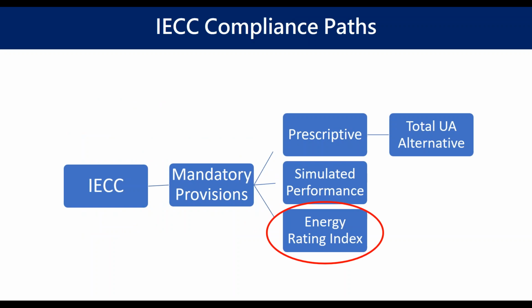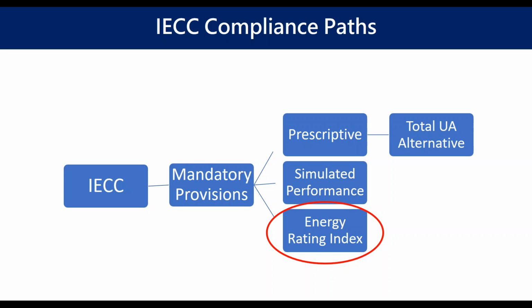So hopefully many of you have seen a chart like this one that lays out the various compliance paths within the energy code. Of course, all the compliance paths need to comply with the mandatory requirements. And then you have your prescriptive path, which is probably one of the most common compliance paths, although I think that's changing, and I'll get into that a little bit in the presentation today.